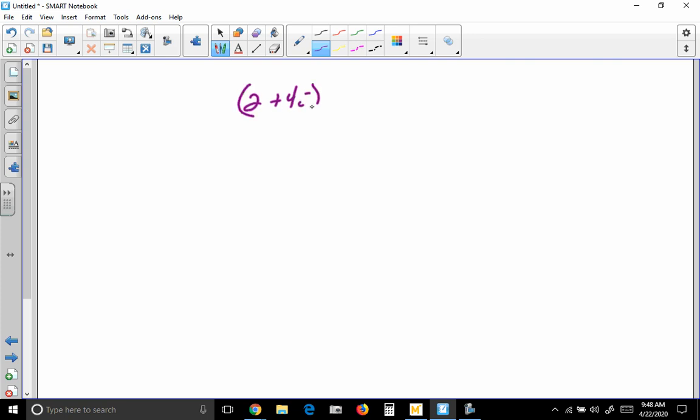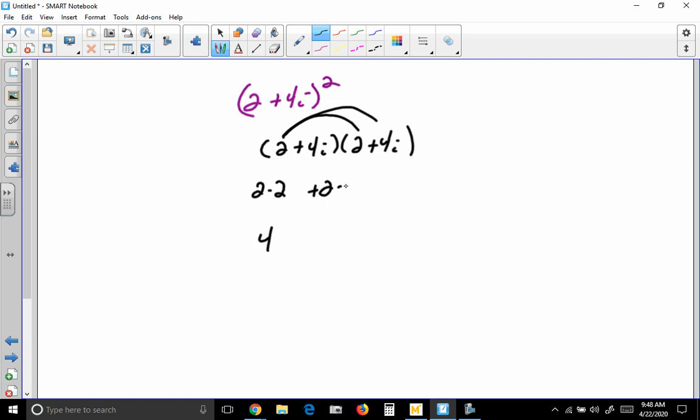Let's have (2 plus 4i) squared. So when we square a binomial, we can't just square each part. We have to write the binomial twice and multiply it out. So 2 times 2 is 4. 2 times 4i, 2 times 4 is 8 times i. When we distribute on the inside, 4i times 2, 4 times 2 is 8i.